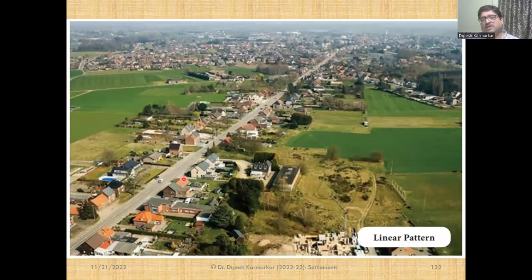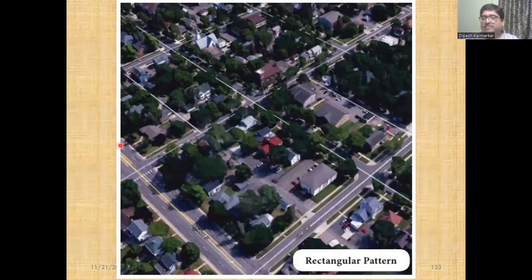So you can see this image where one can see a road passing through, and the settlements are located along the road. As you move away from the road, you can see that the number of houses, or the density of settlement, decreases on both sides. So we can see more concentration of settlements or houses along the road, and that gives rise to a linear shape or a linear pattern.